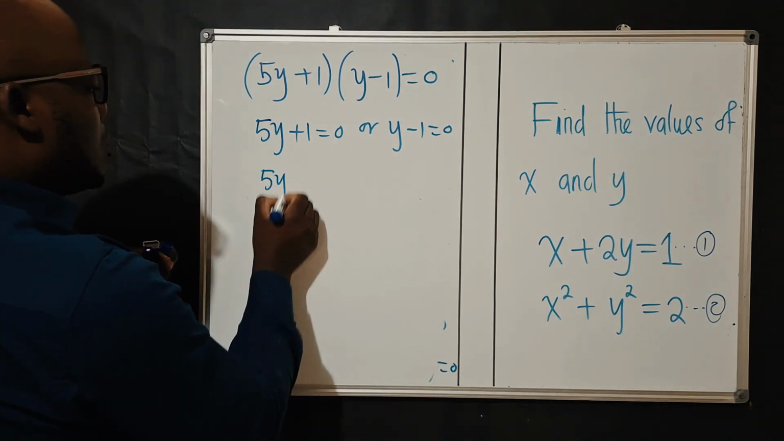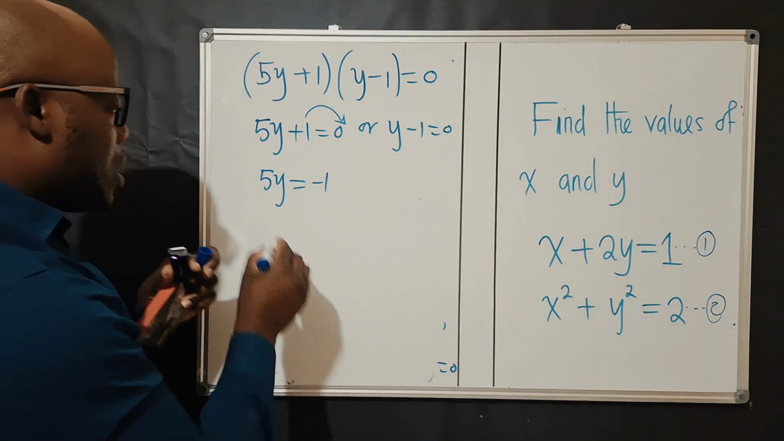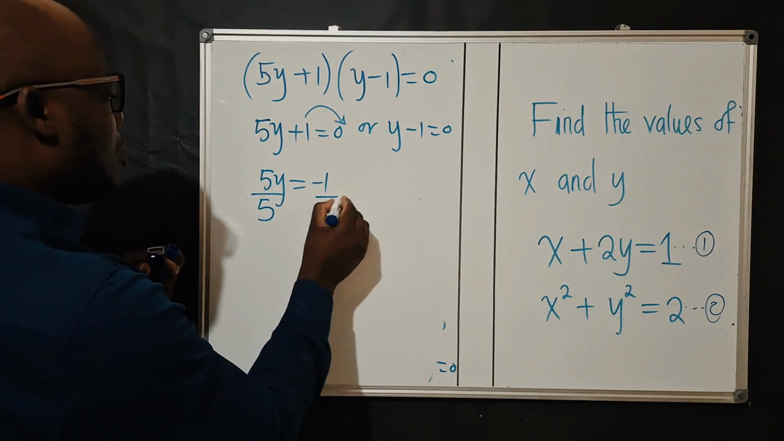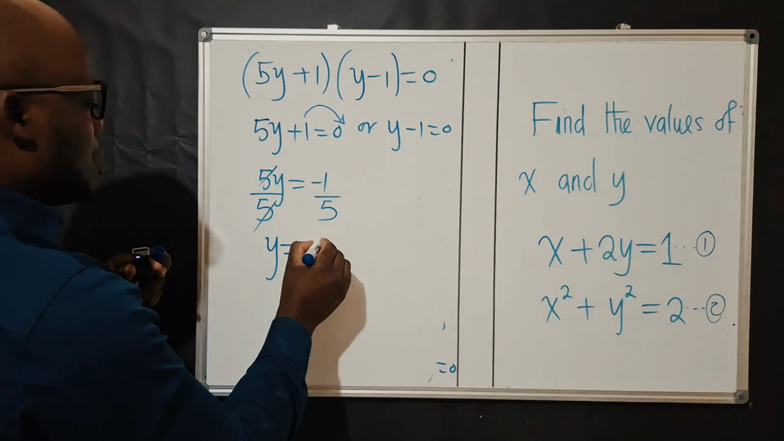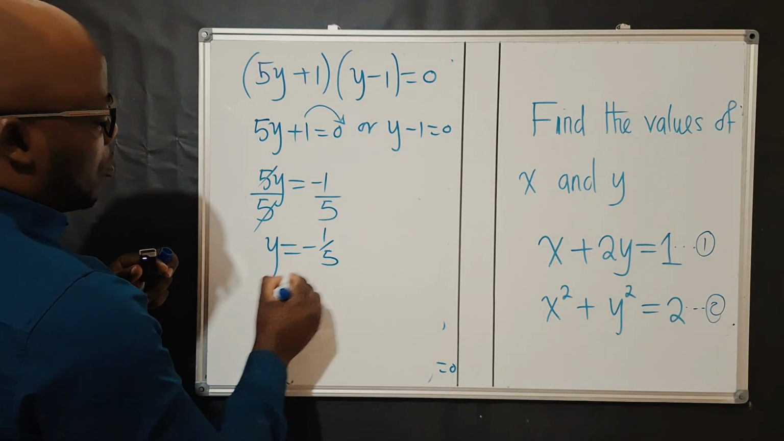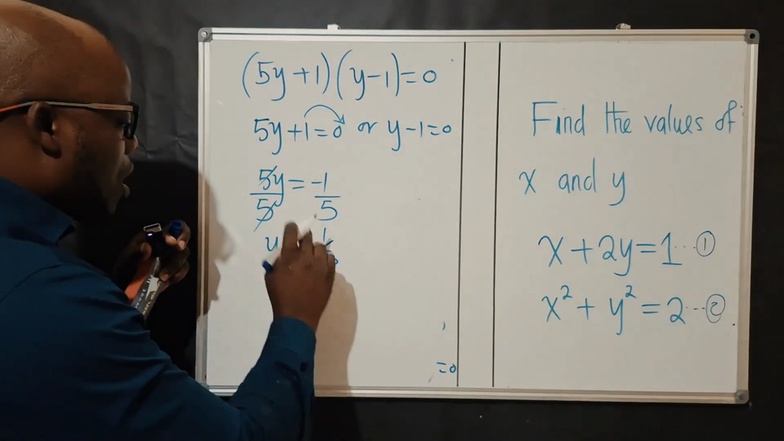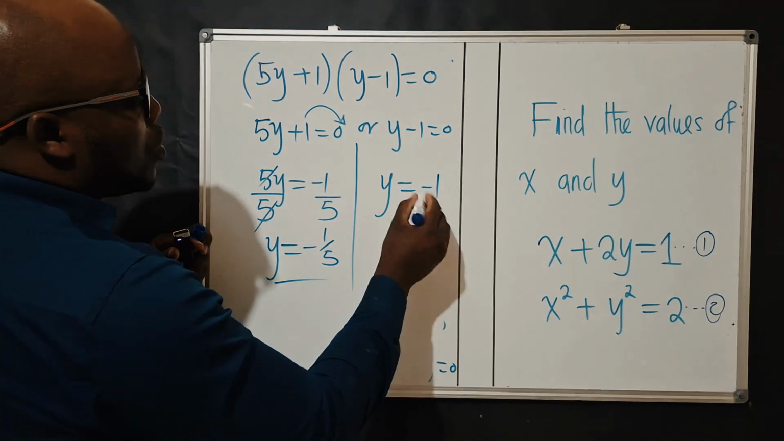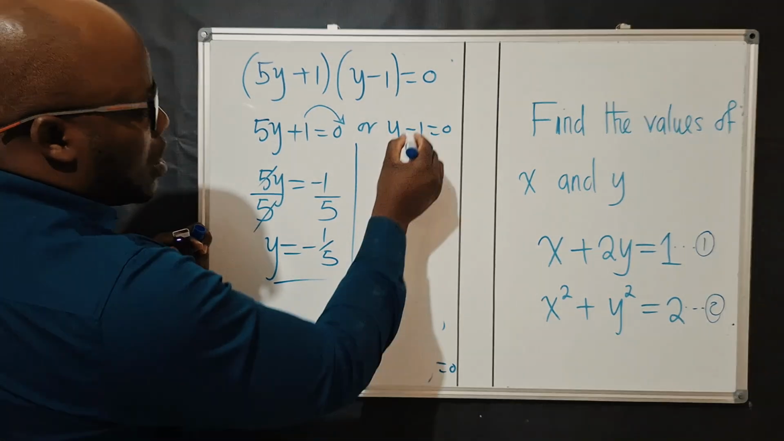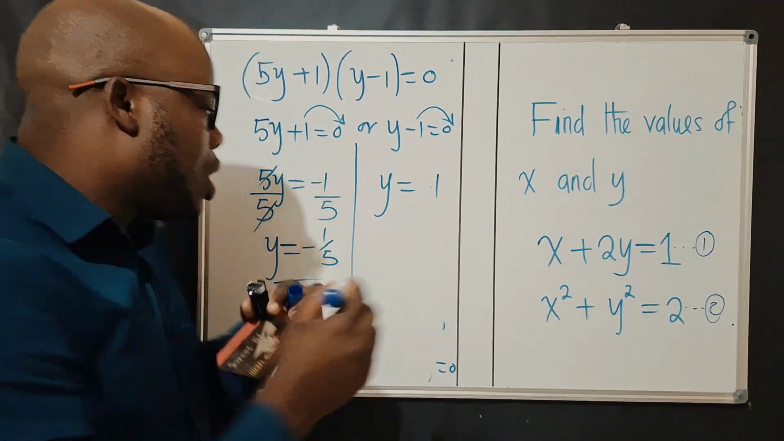We group the like terms. For the first one, it will be like this. This one will come this side. It will be negative 1. You divide by 5. By 5, this and this will go. y will be equal to negative 1 over 5. So one solution of y is negative 1 over 5. The other solution of y will just be equal to, it's a positive 1, not negative. This is negative, it will come this side, it will be positive 1.